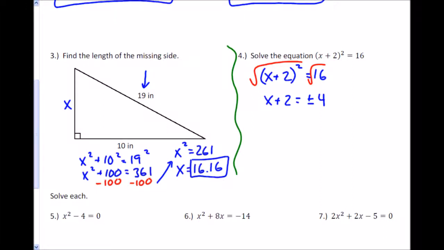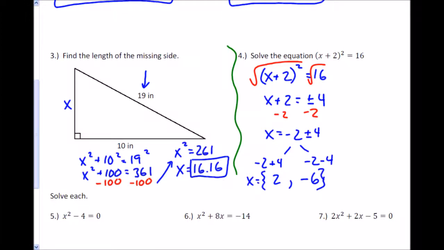So now I have 2 things to do after I subtract this 2 from each side. I've got an x, I've got a -2 plus or minus 4, which again means 2 things. It means I have to do a -2 plus 4, and I also have to do a -2 minus 4 to give me 2 answers here. The -2 plus 4 is a positive 2, the -2 minus 4 is a -6. So those are my 2 x values. So that's my solution set. Okay?